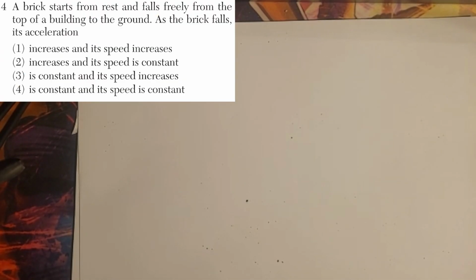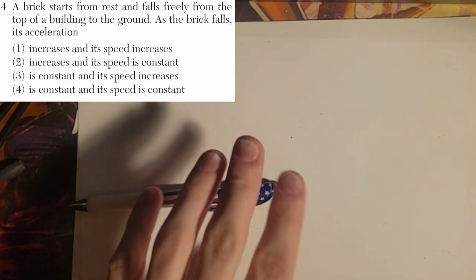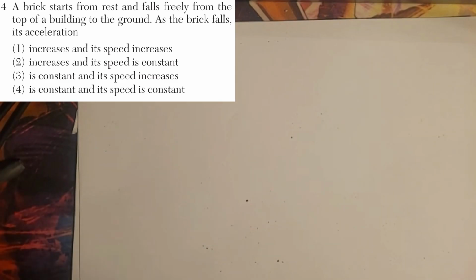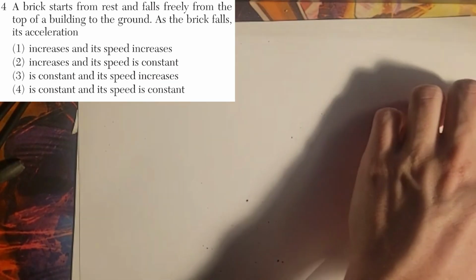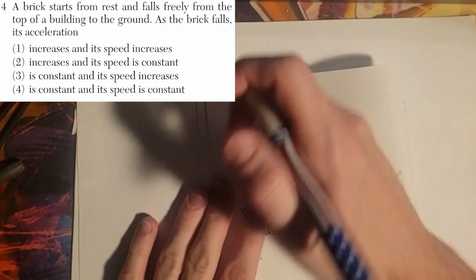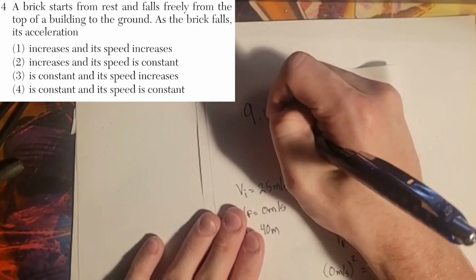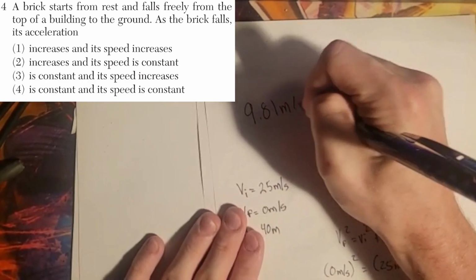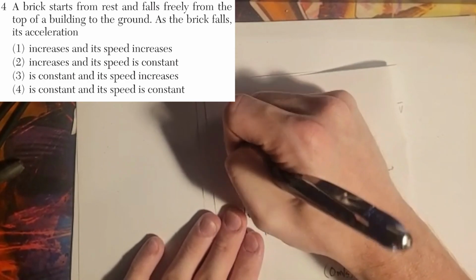So our next one, a brick starts from rest and falls freely from the top of a building to the ground. As the brick falls, its acceleration blank. Well, this one, if you remember what we talked about with gravity, this one should make sense. Gravity, remember, is a constant value of 9.81 meters per second squared, right? That's probably the number that you have drilled in your head from this class that you'll never forget. Right, gravity accelerates every object toward the ground at a rate of 9.81 meters per second squared.